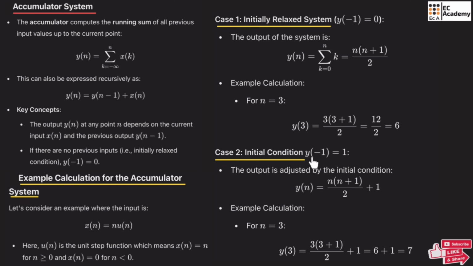Now if we take the initial condition as y of minus 1 is equal to 1, this is the initial condition which we are taking. For that the output sequence will be y of n is equal to n into n plus 1 divided by 2 plus 1. So this sequence we obtained for the initial condition 1. Here again if we put n is equal to 3, it will be y of 3 is equal to 3 into 3 plus 1 divided by 2 plus 1. So it will be equal to 7. So this is how we can find the output sequence for the accumulator system.